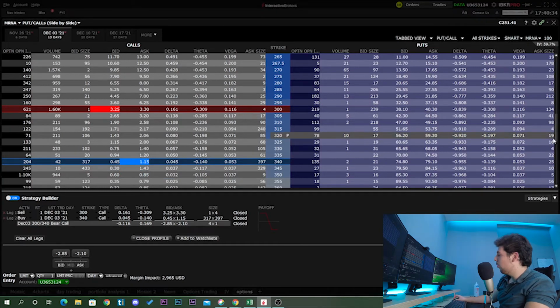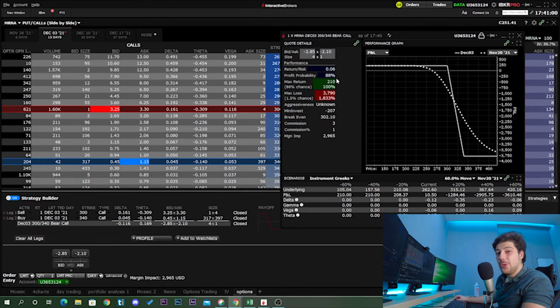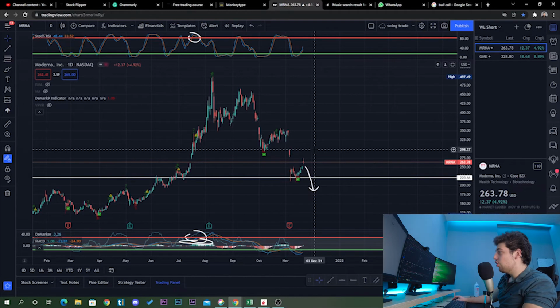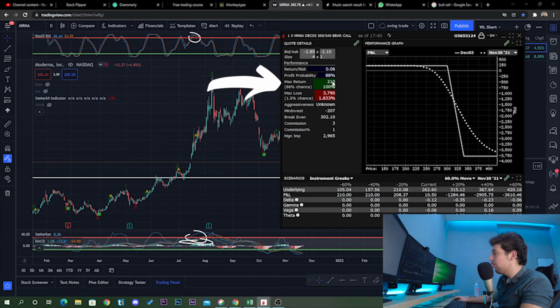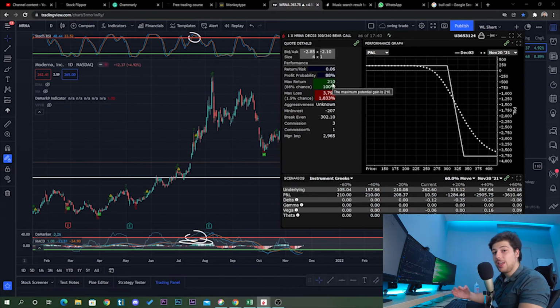If we check the performance profile of the strategy, you have a 90% chance to win. Your break-even point will be 302. This is the chart of Moderna. Using this bear call, we're betting that on December 3, Moderna will stay below $300. And if it stays below 300, you're going to collect the full $210 premium. And for that to happen, you have an 86% chance.